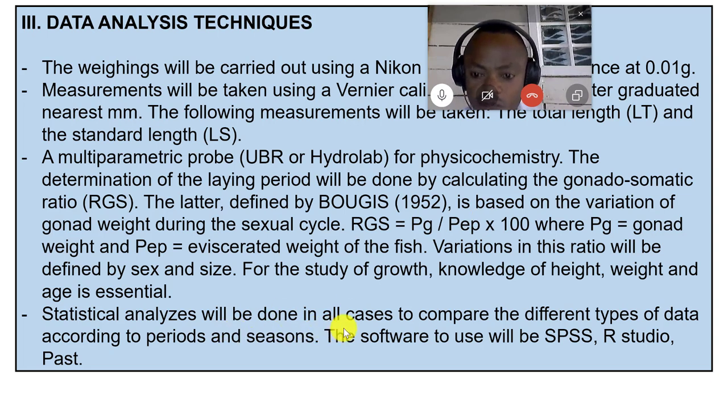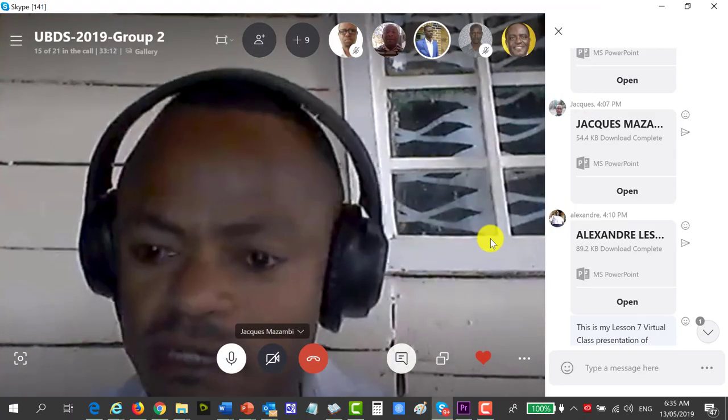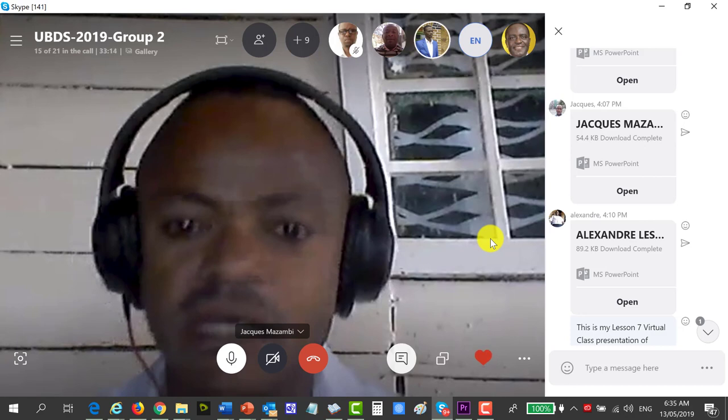Statistical analysis will be done in all cases to compare the different types of data according to periods and the season. The software to use will be SPSS or Studio Past.